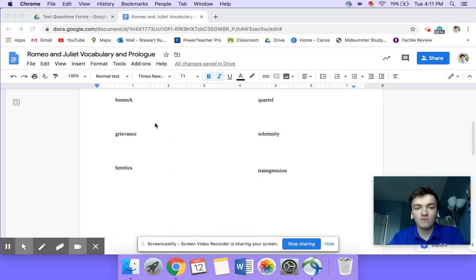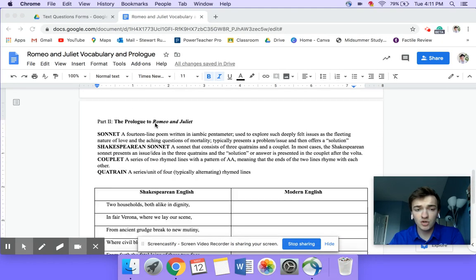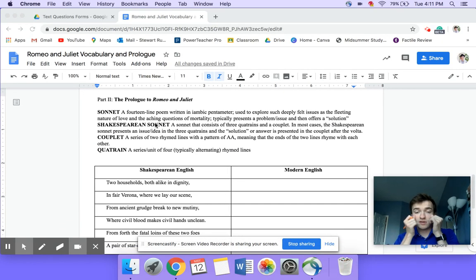Okay, moving on to the prologue of Romeo and Juliet. Now, there are some terms that I want to talk about. Some of them we've already talked about in this class before, but others we actually need to talk about. The first one is the sonnet. We've talked about that before. It is a 14-line poem written in iambic pentameter used to explore such deeply felt issues as the fleeting nature of love and the aching questions of mortality. Typically presents a problem issue and then offers a solution.